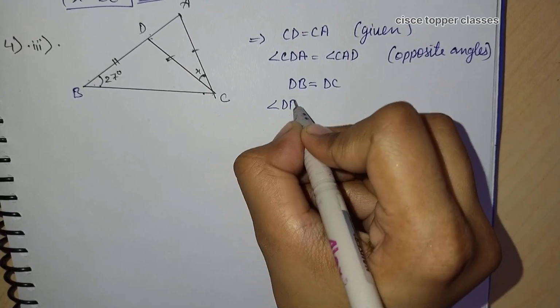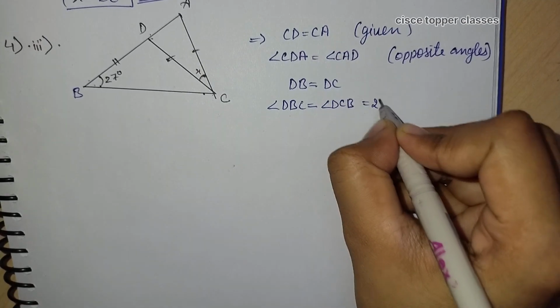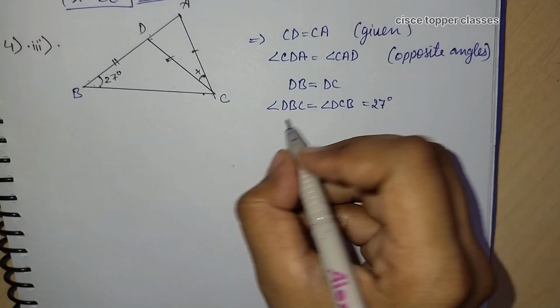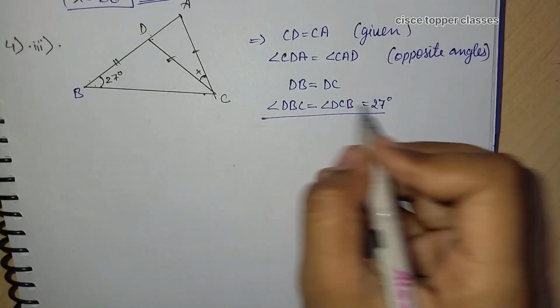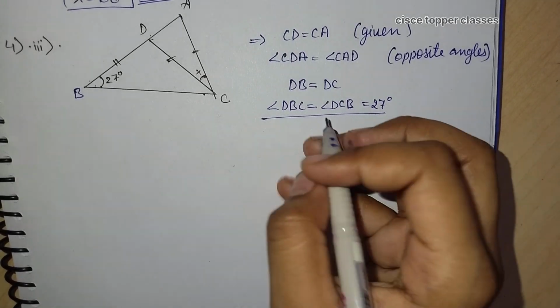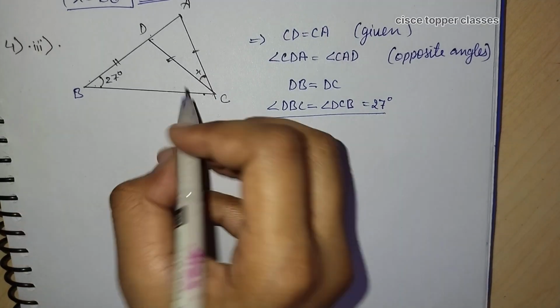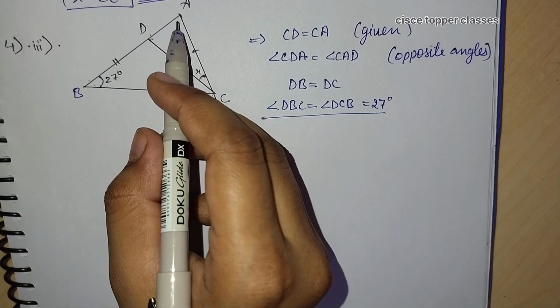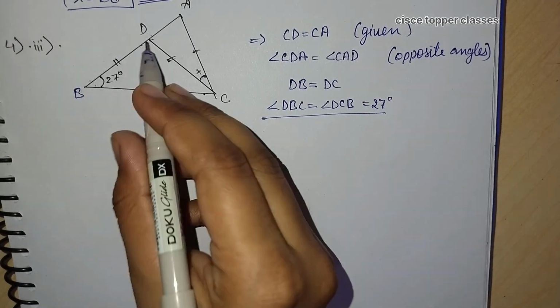So here angle DBC is equal to angle DCB. So it will be 27 degree from here, because of the same logic which we have used here of equal angles opposite to equal sides. So similarly, we have 27. We can write it as x, and here this is the same angle only. Now here we can find the value of BDC.